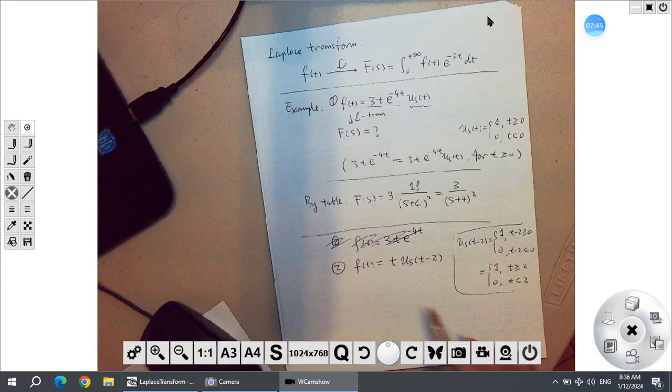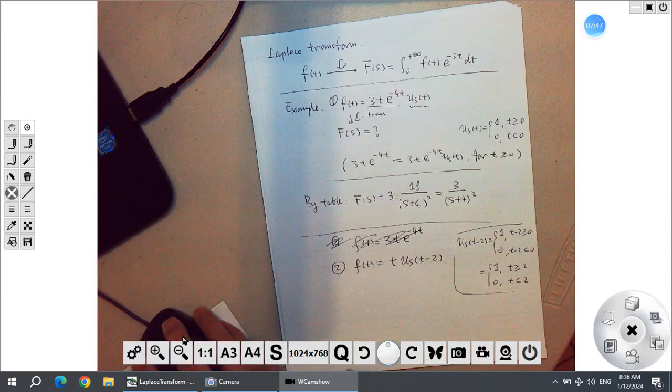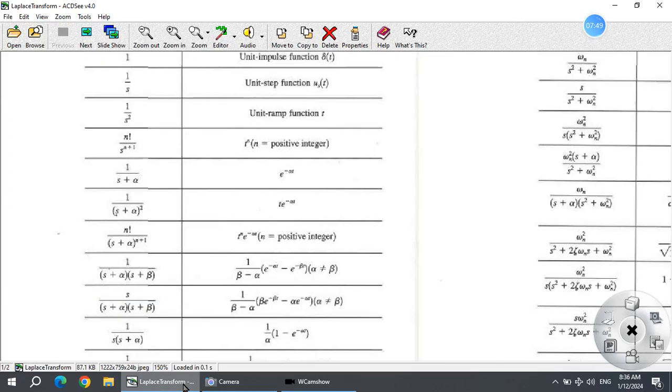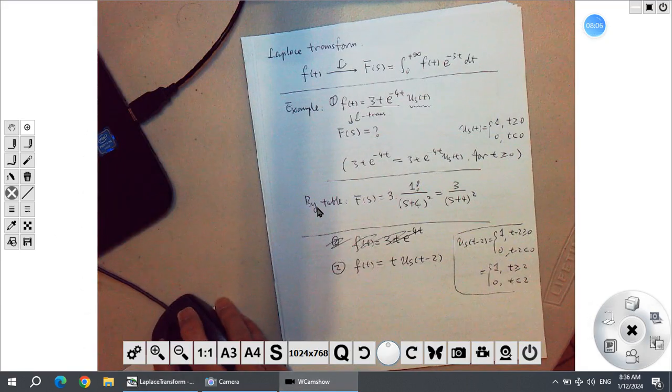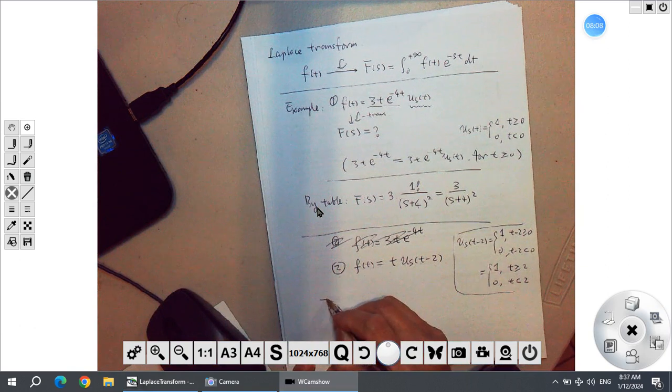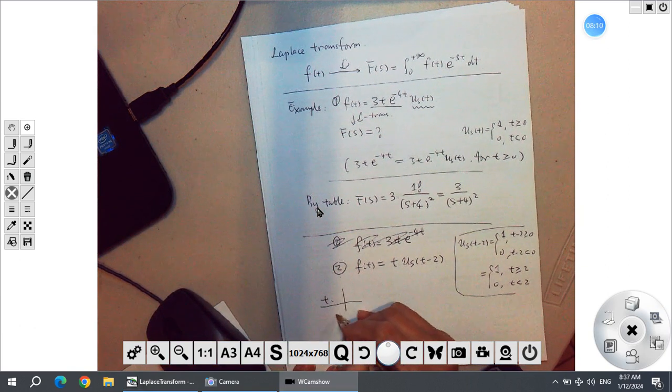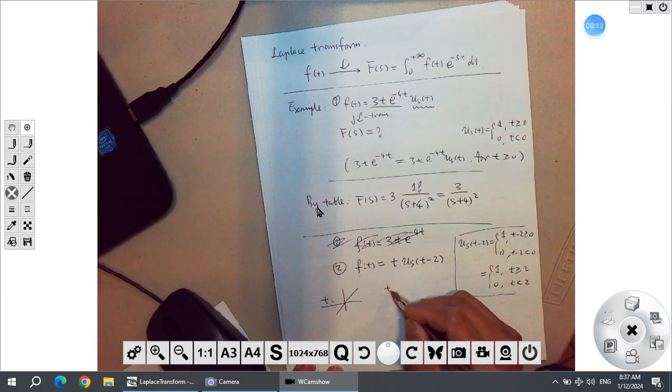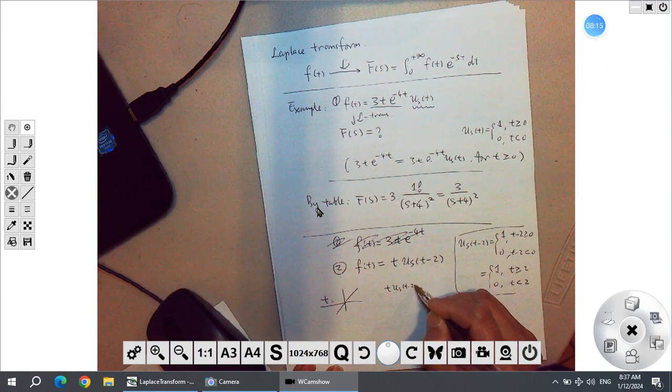So how do we find the Laplace transform of this kind of thing? We still use the table, but we cannot use the table directly. Actually, we have this one: for the function t, we have 1 over s squared. But now it is not t. It's t times u_s of t minus 2. Can you figure out what's the difference? t looks like this, right? And t times u_s of t minus 2.